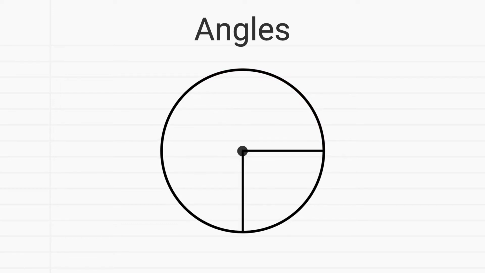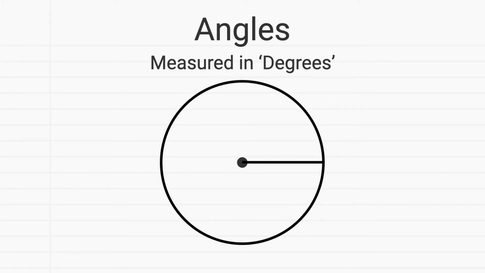It could be bigger still, like this angle, or it could go all the way around the circle, like this angle. Now, the size of an angle is measured in something called degrees. Small angles will only be a few degrees, like this angle is 10 degrees. 20 degrees would be a slightly bigger angle. 30 degrees is bigger still.